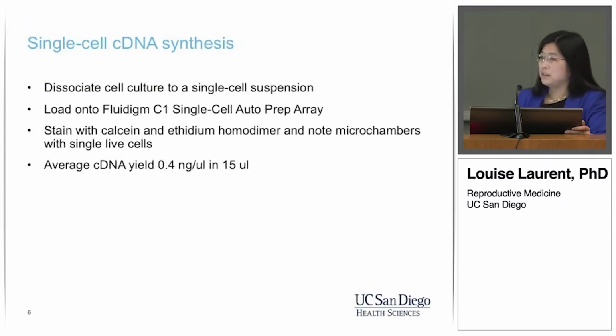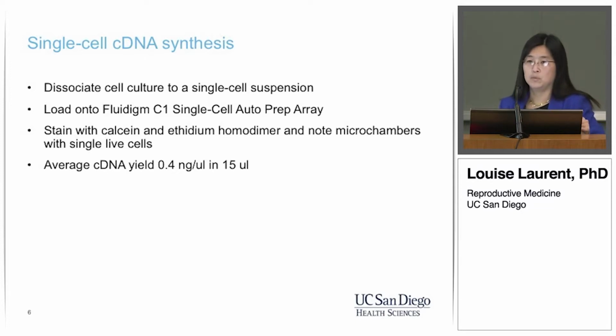In terms of the C1, this is what it does, or actually the first step we do: we dissociate the cells into a single cell suspension, then we load them onto the Fluidigm. We've stained the cells with calcein and ethidium homodimer, and then, at least this is what we do in my lab, we visualize each microchamber and note how many cells are in the chamber and which ones are alive and dead. We select only those chambers that have a single live cell for downstream library prep. In our hands, the average cDNA yield is about 0.4 nanograms per microliter in the 15 microliters that you take off the C1 chip.